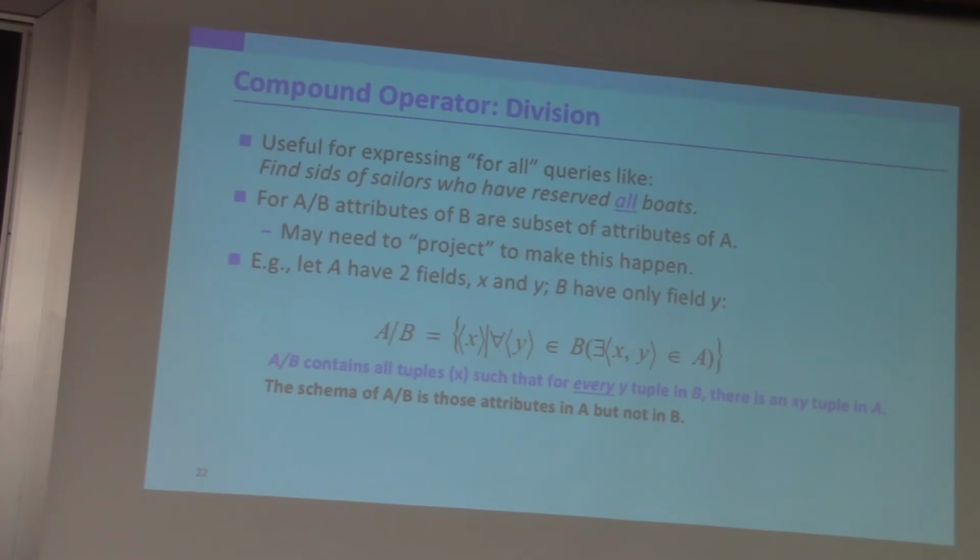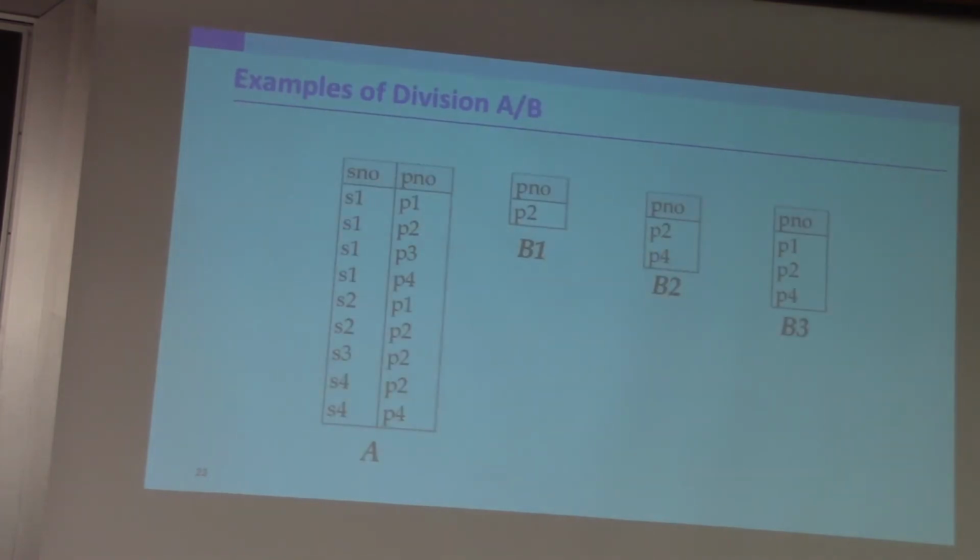Now let's do the division. Let's start with an example. The division operator is usually used for queries like "for all". So if I say, who are the students that have taken all the courses in the department, and also the sailors who have reserved all the boats. For such for-all conditions, we use this division operator.